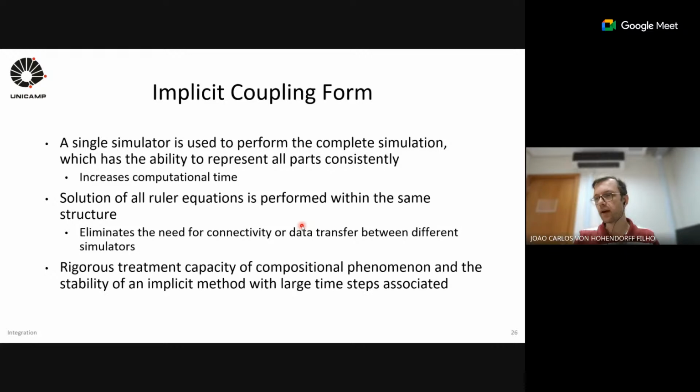Because if I run all equations in each time step, in each moment, it tends to increase the computational time of the solution of my integrated model. But one thing that is interesting is all equations are solved in the same structure, eliminating the need of connectivity or data transfer between different simulators.